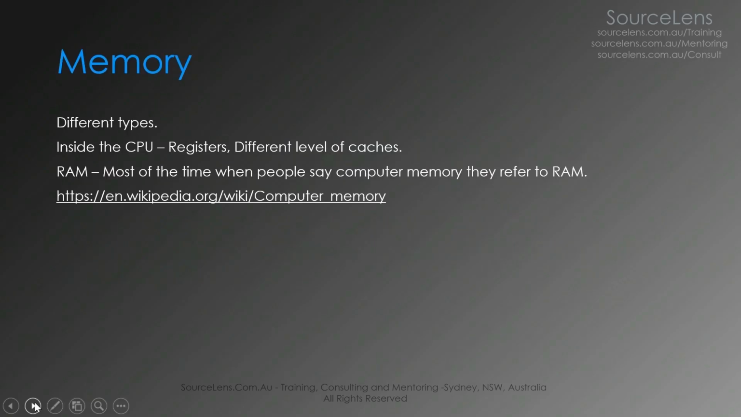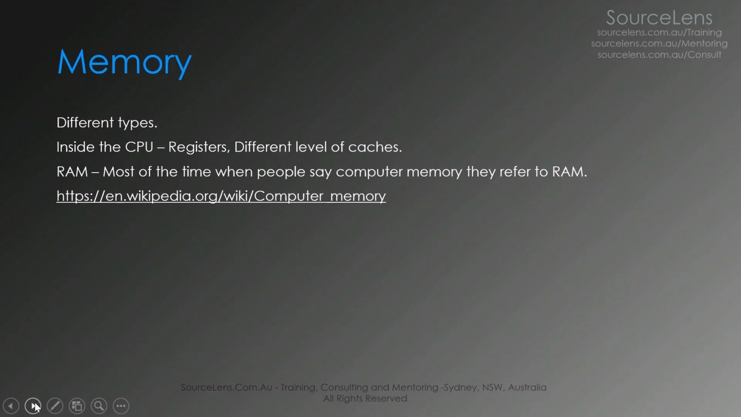Next is memory. So we have seen computer memory. Memory is also called RAM. So there are different types of RAM. The CPU itself has a bit of memory inside it, which are called registers. There are different levels of caches in the CPU. They are also short-term memory for the CPU. But when we say computer memory, mostly we refer to the RAM, random access memory.